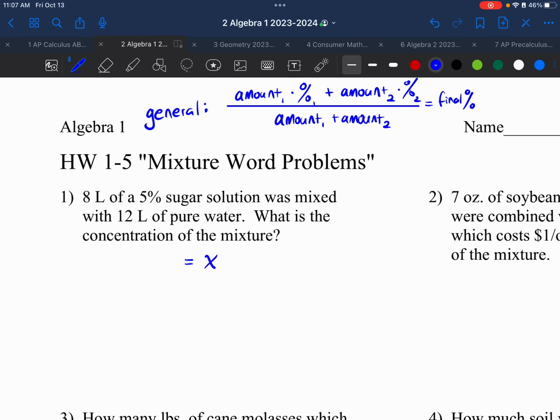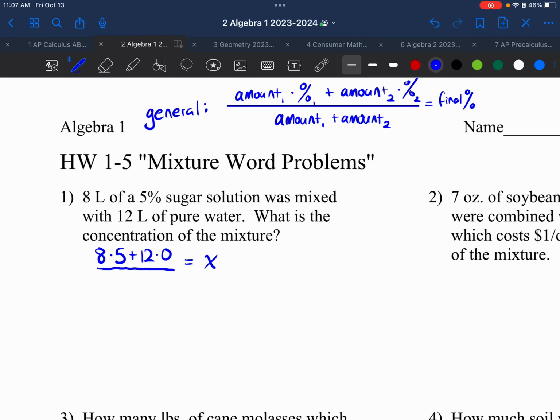And then on the left-hand side, I have the amounts. I have amount 1, which is 8 liters, times its percent. I'm just going to say 5%. A lot of people think that you need to convert this into a decimal, but you don't need to. They'll cancel out. And then I'm going to add this with the second amount, which is 12. I'm going to multiply it by its percent sugar. It doesn't say any percent sugar in here. It's pure water. It's 0% sugar. So it's kind of a tricky question, but it's 0% sugar.